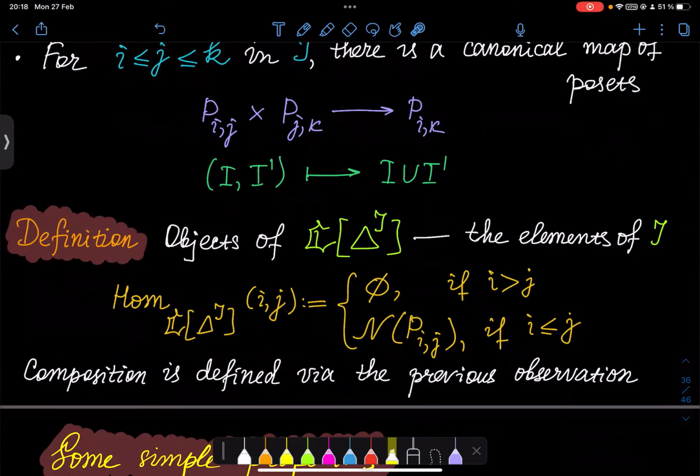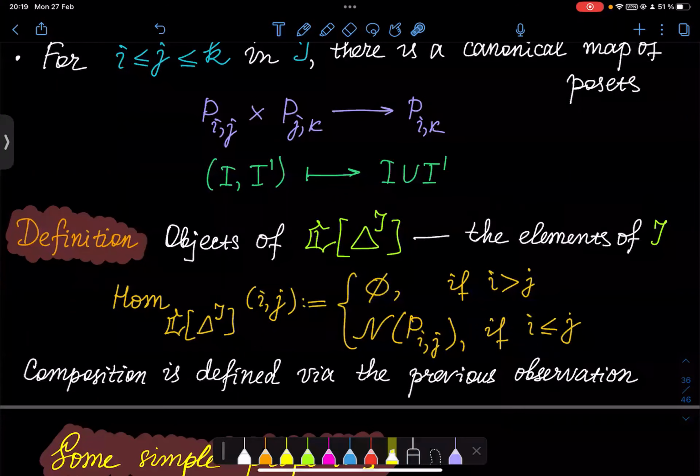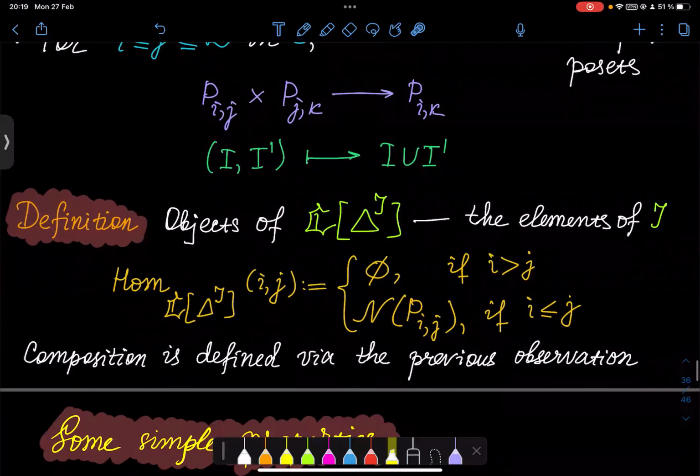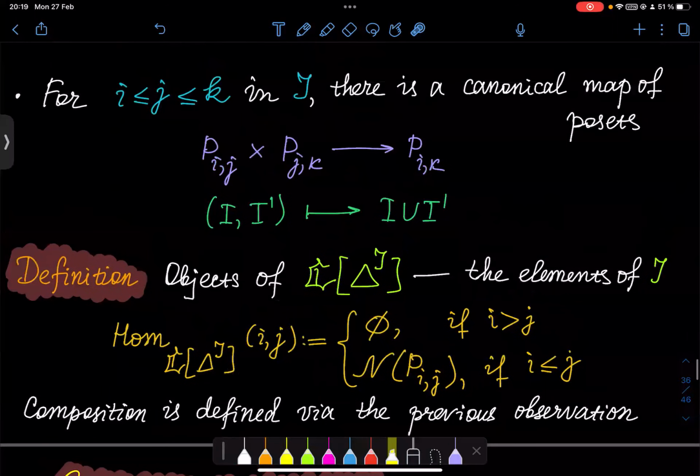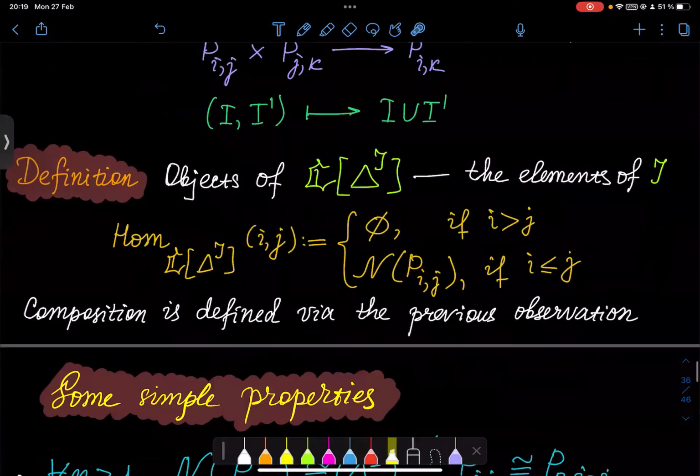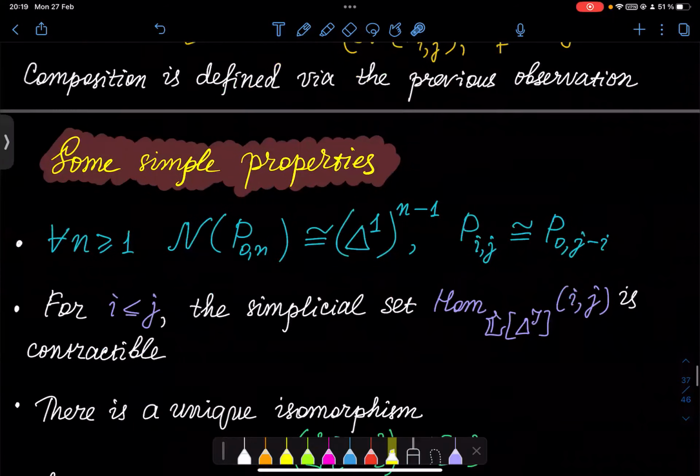So the definition: the objects of this category are just the elements of J, and the hom space is an empty set if j is less than i, and the nerve of the category of the poset P_ij if i is less than or equal to j. And the composition is defined via the previous observation, with this construction.